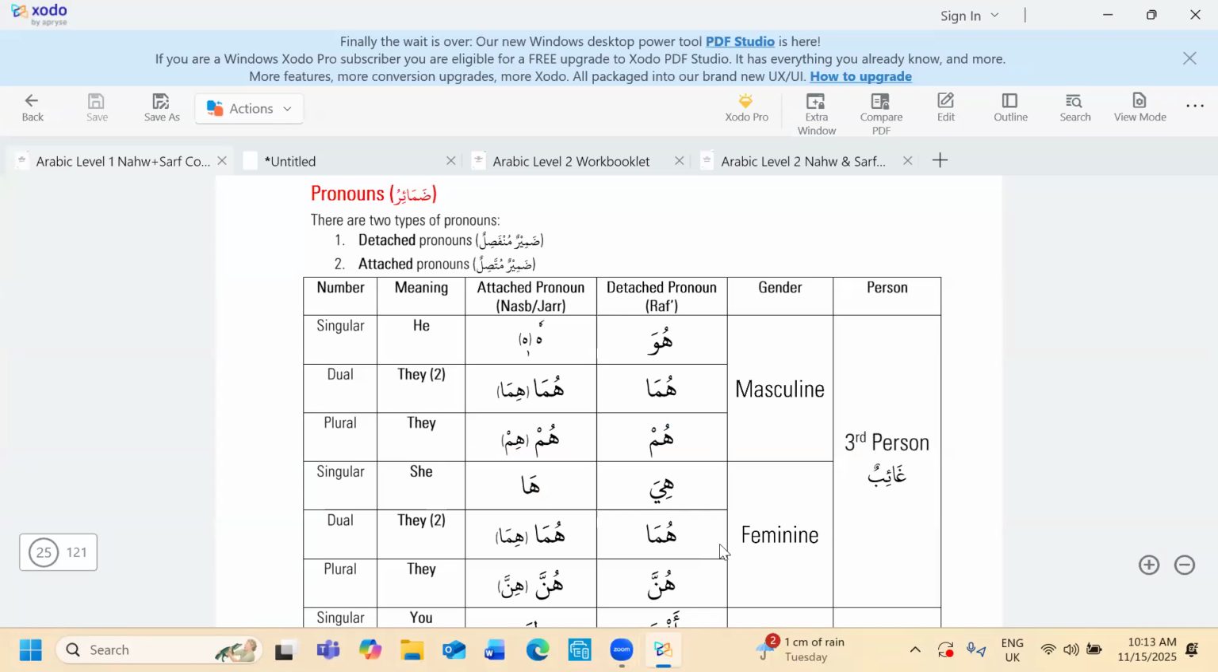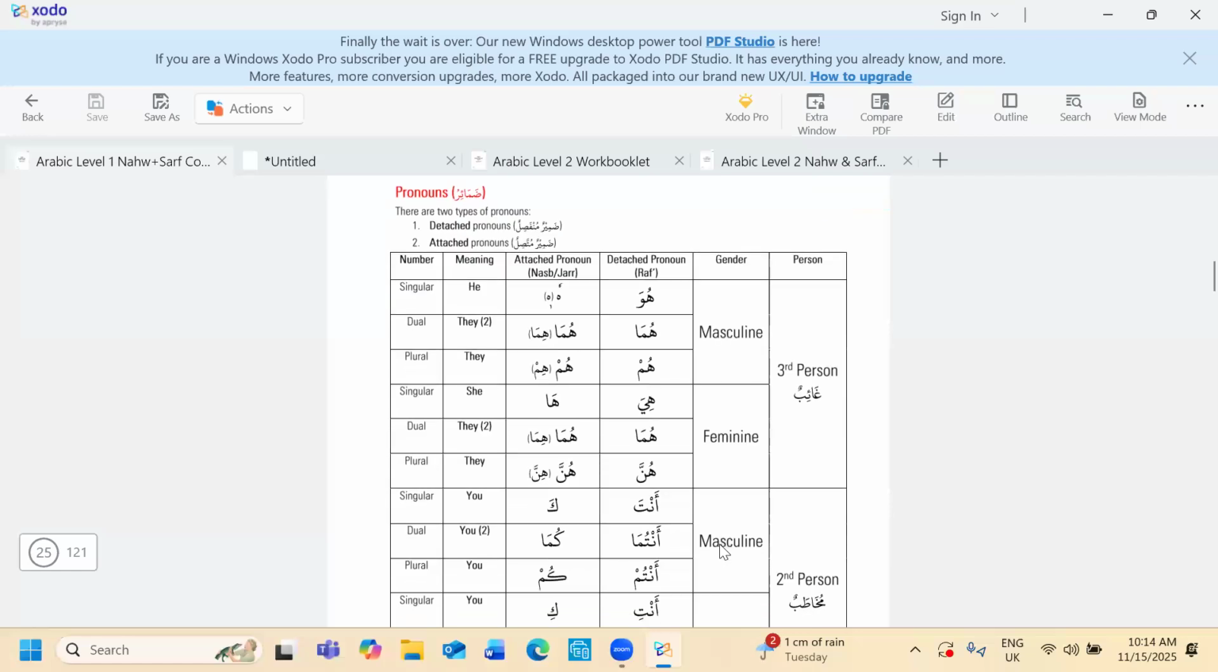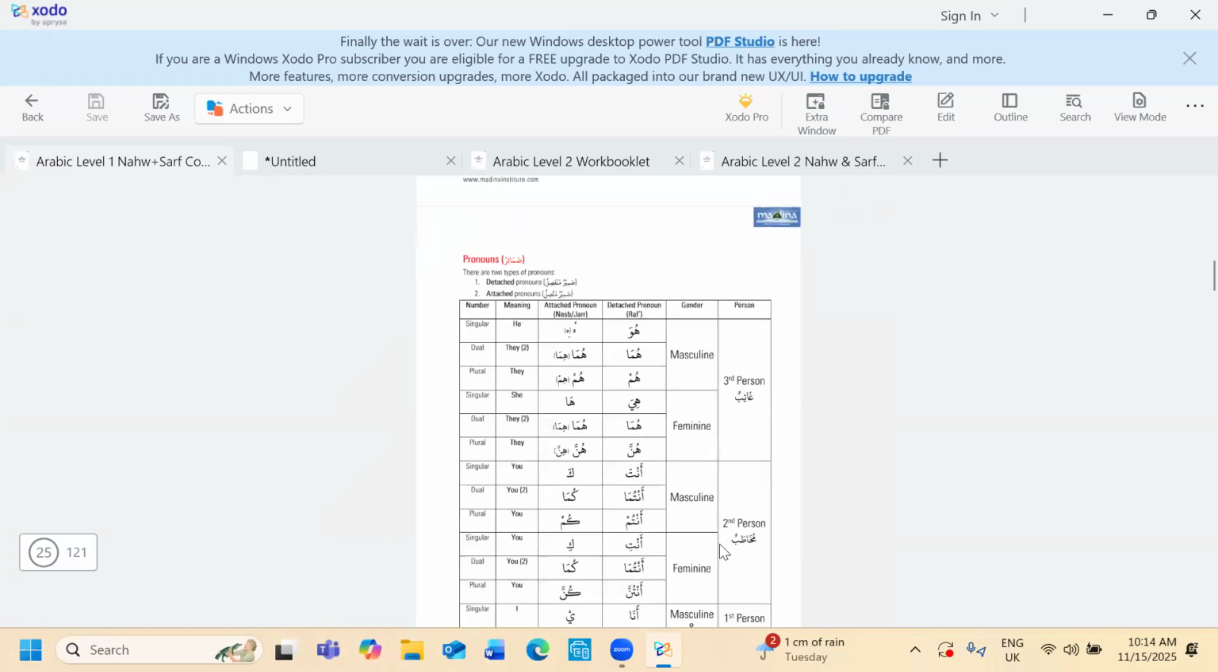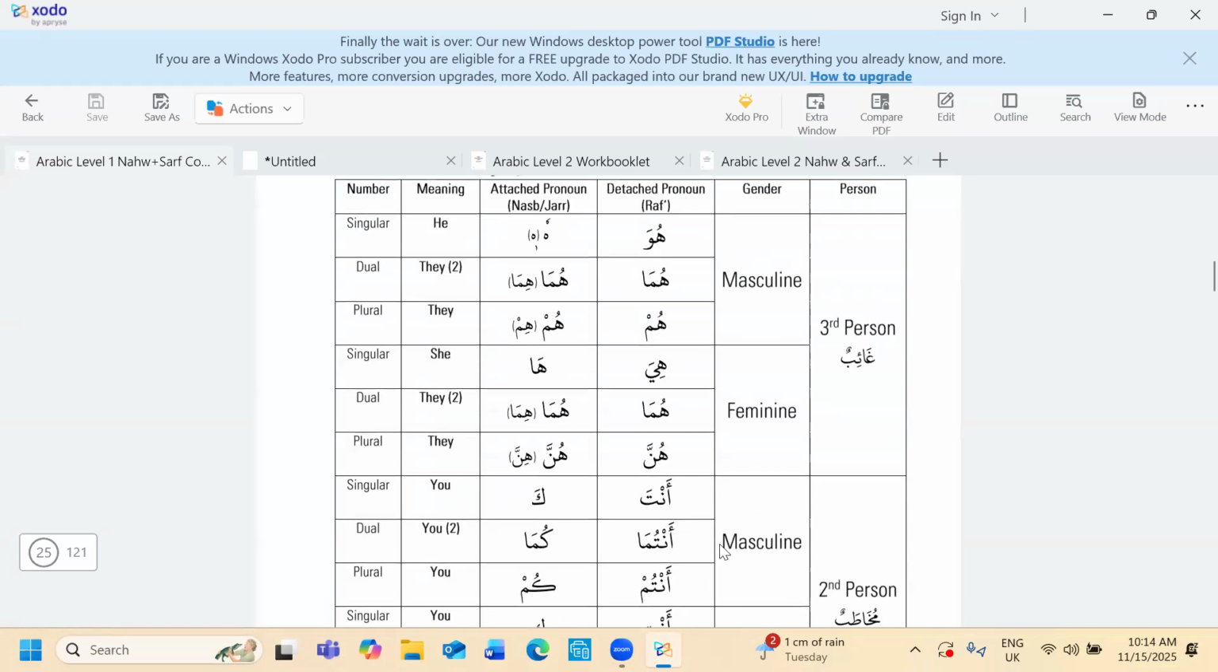Okay, so detached pronoun and attached pronoun. What do we mean by detached? It's not connected to anything. It's not attached to the ism, not attached to anything at all, even a verb. It's found by itself. The list of these pronouns is in the first column: huwa, huma, hum; hiya, huma, hunna; anta, antuma, antum; anti, antuma, antunna; ana, nahnu.